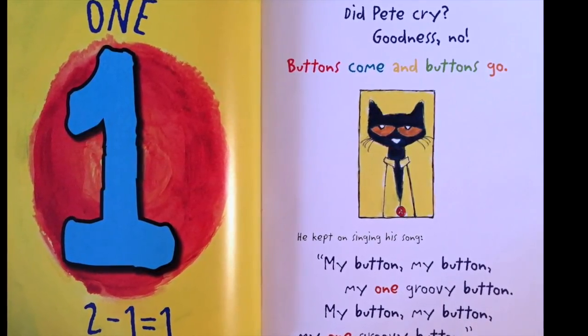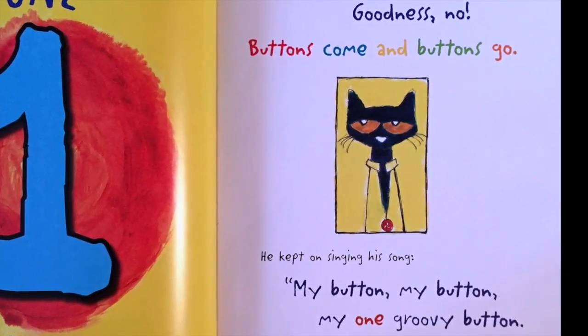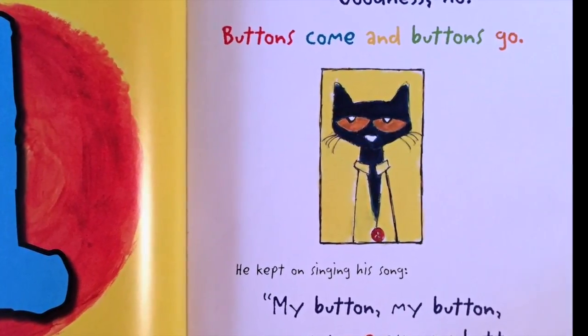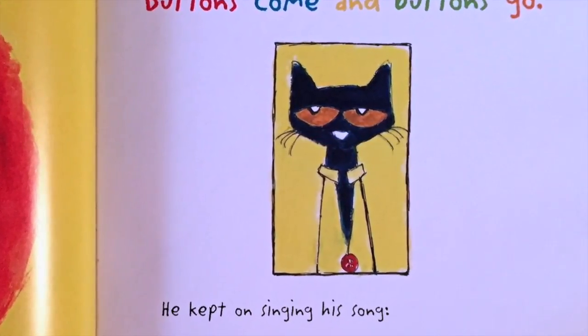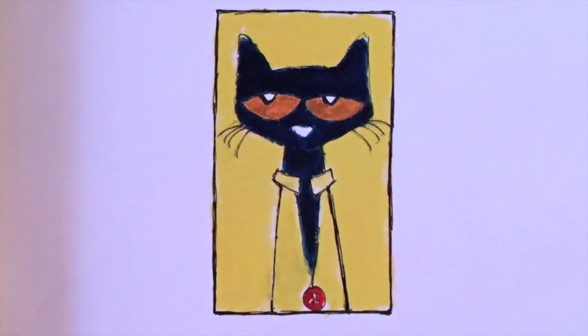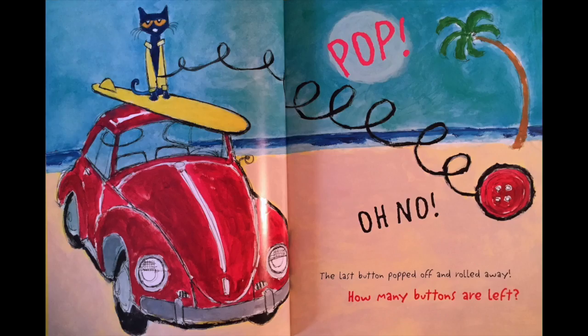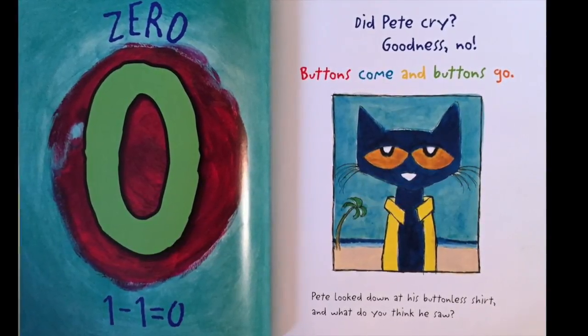Did Pete cry? Goodness, no! Buttons come and buttons go. He kept on singing his song. My button, my button, my one groovy button. Oh no! The last button popped off and rolled away. How many buttons are left? Zero! One minus one equals zero.